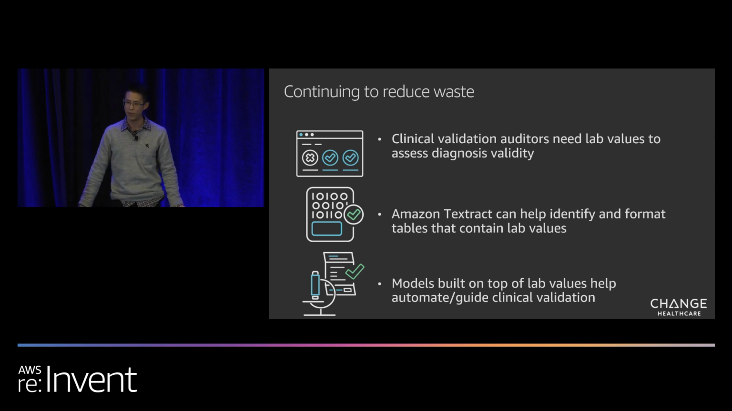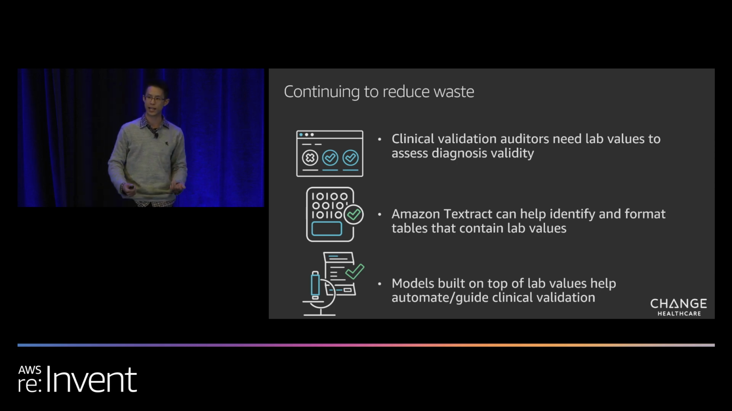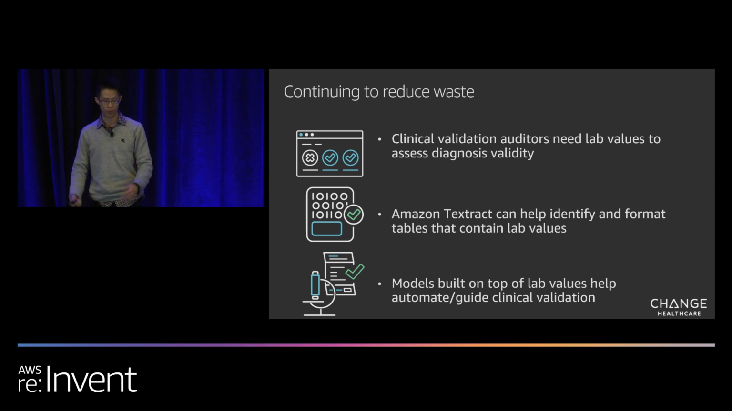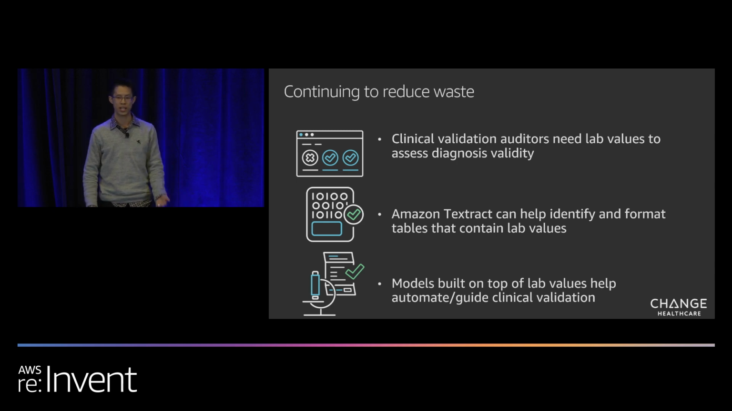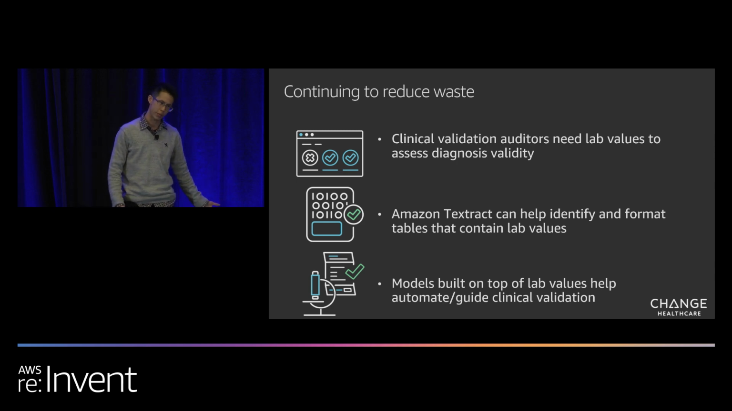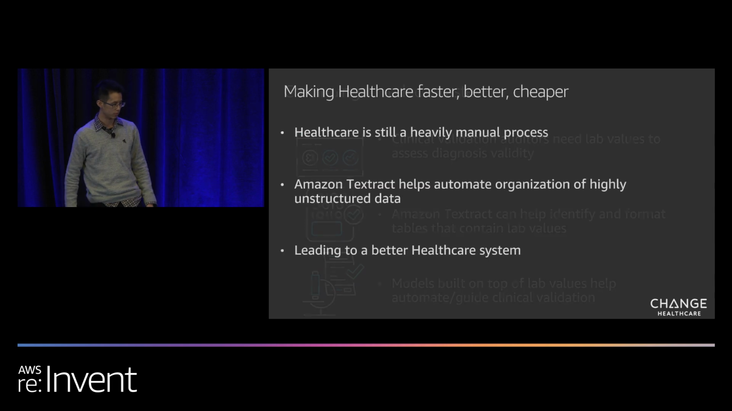So a lot of these lab values, if you've ever had your blood drawn and you get the results back of what are your white blood cells, your red blood cells, those often come back in tables. So we can use Textract to help us find those tables, automatically extract them, and format them for us. And fundamentally, after that, we can build models on top of those extracted lab values to help us streamline the auditing process. We've found these values, we've confirmed this diagnosis, we can move on.